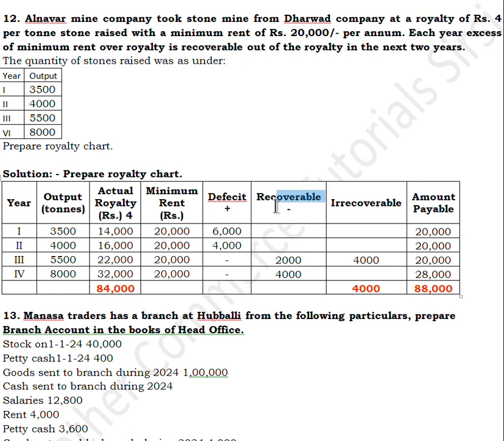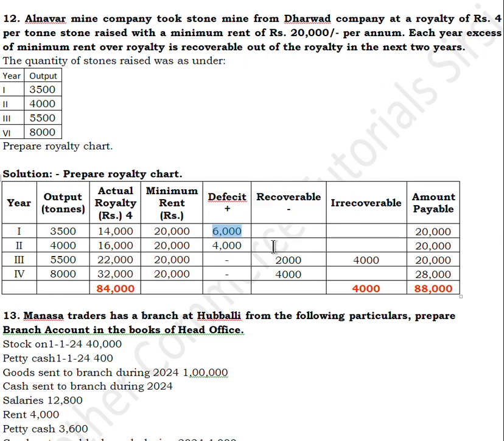Then recoverable. To understand the recoverable column, we should understand the concept of recoupment time. Now, the recoupment time here is next 2 years. Whenever he says next 2 years, we should skip the first year and try to recover the money in the next 2 years. That is, the deficit for the first year is 6,000 and the recoupment time, that is the recoverable time, is next 2 years.